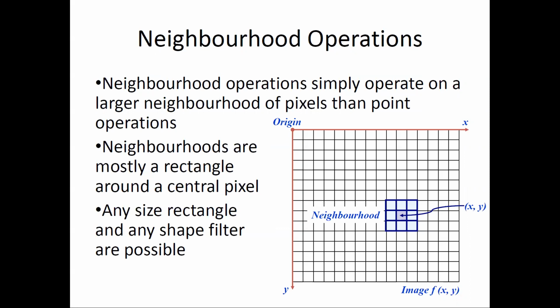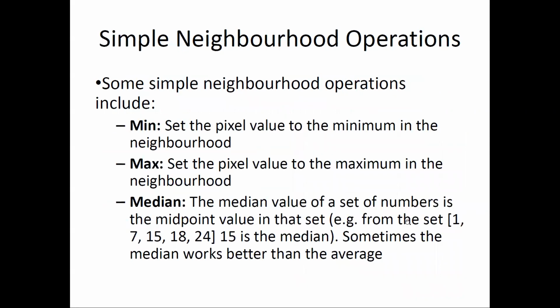These neighborhoods mostly are rectangular, but you can make them circular also if you want. But in that case, you need a larger number of pixels. Any size of rectangle or any shape of filter is possible. You can make circular, triangular, or any other shape. But the most popular one is rectangular, and sometimes present-day apps for image editing use circular also, but the width of the circle changes.